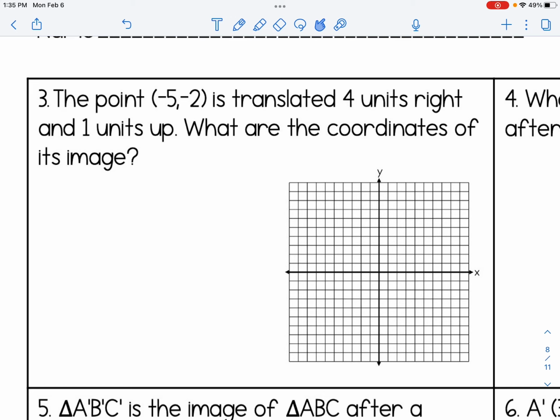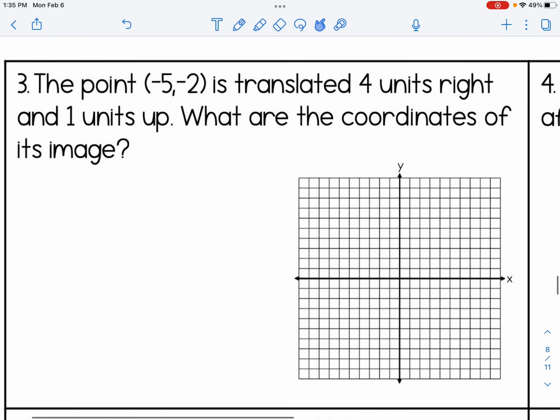So I am going to graph on this one. So I'm going to start by plotting the pre-image, which is negative 5, negative 2. Graphing is nice because now it's just a matter of counting boxes. So I'm going to count 4 units to the right and 1 unit up. And wherever I land, that's going to be my answer. So the image in this case is negative 1, negative 1.